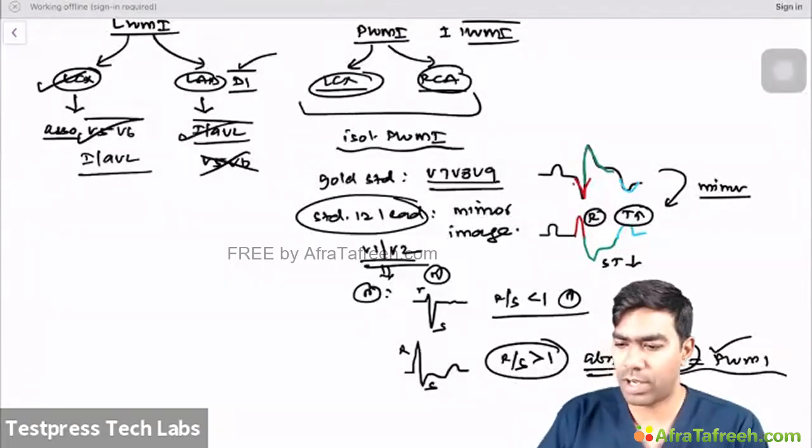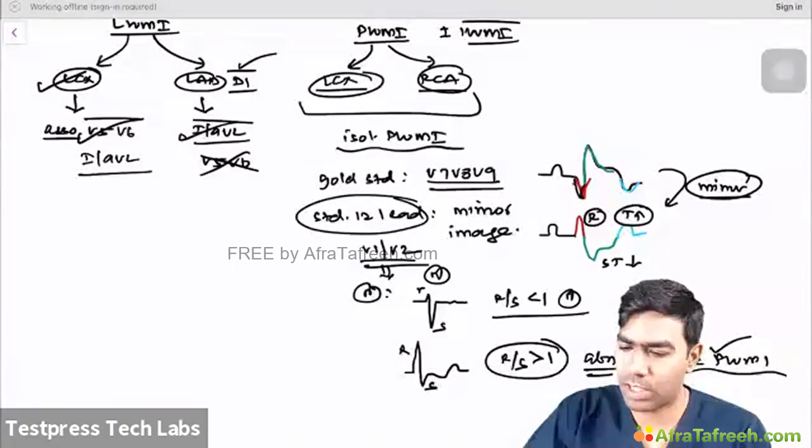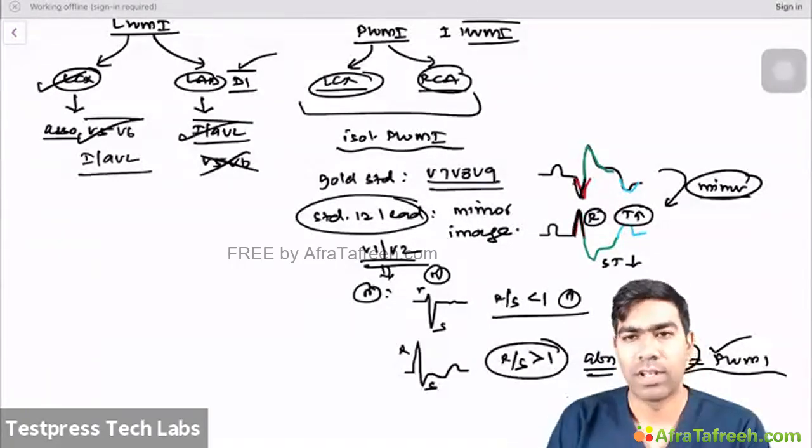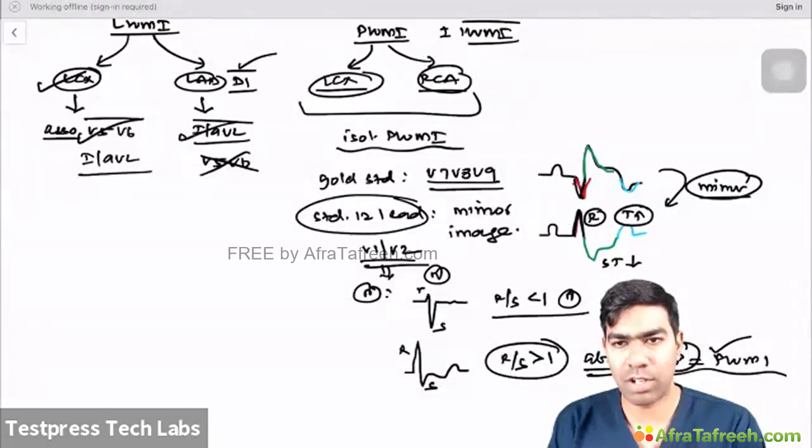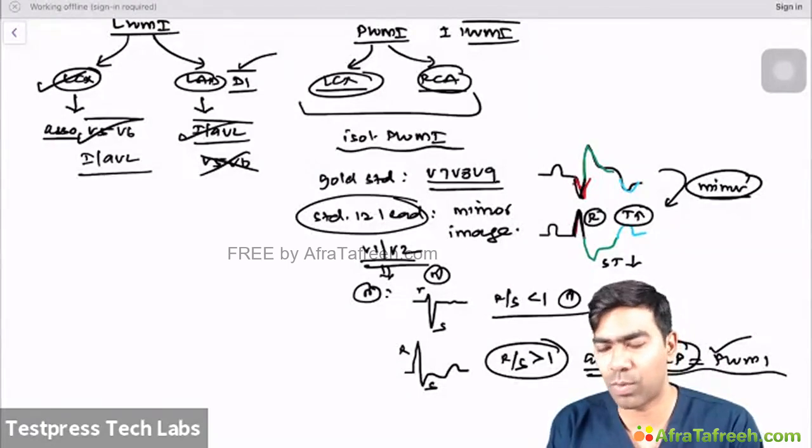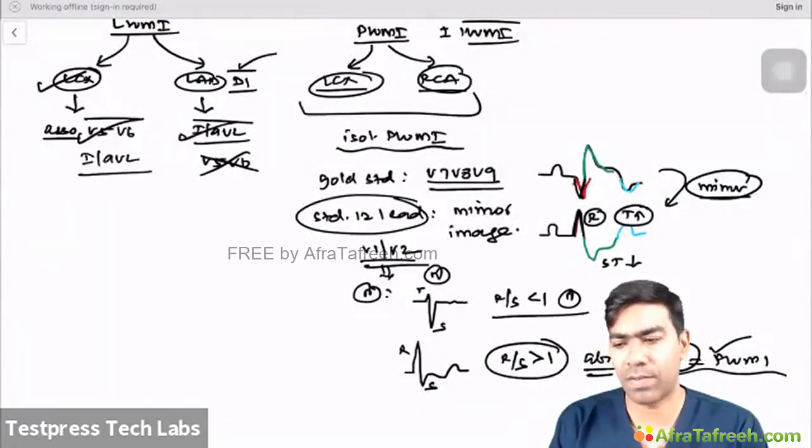Why is the R wave taller in ischemia? I told you already, isn't it? It's a mirror image. Because of the mirror image, this Q wave is the one that is looking like an R wave here. That's what you're seeing there. So whenever you see that kind of mirror image causing a bigger R wave, with an RS ratio more than 1, it's clearly abnormal in a patient with chest pain.